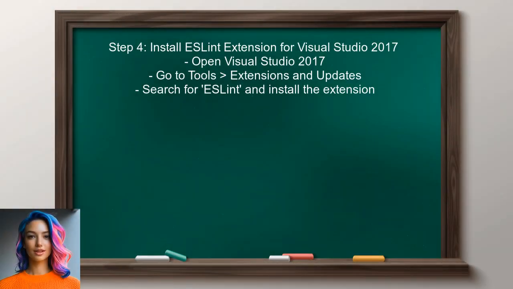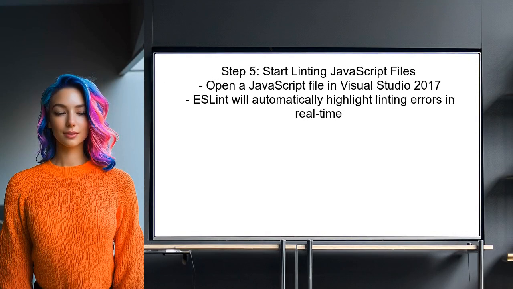Now, the user can integrate ESLint with Visual Studio 2017. They should install the ESLint extension from the Visual Studio Marketplace. Finally, the user can start linting their JavaScript files. They should see linting errors directly in the editor as they code.